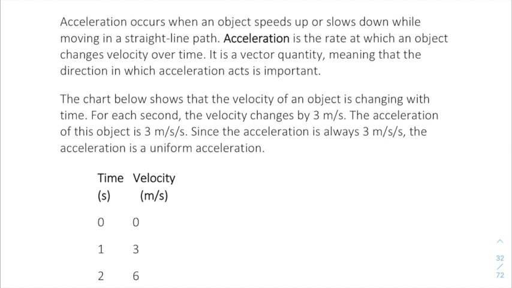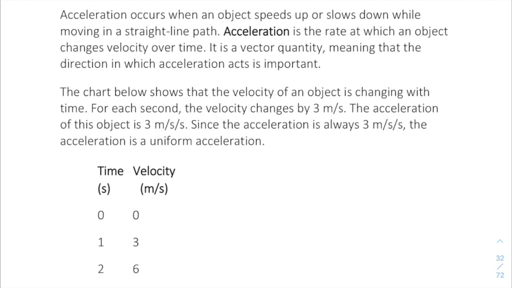Acceleration occurs when an object speeds up or slows down while moving in a straight line path. Acceleration is the rate at which an object changes velocity over time. It is a vector quantity, meaning that the direction in which acceleration acts is important.